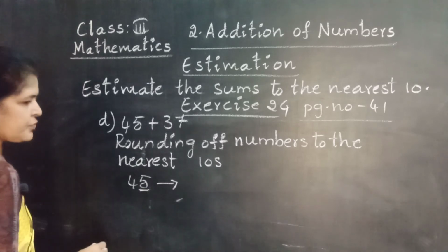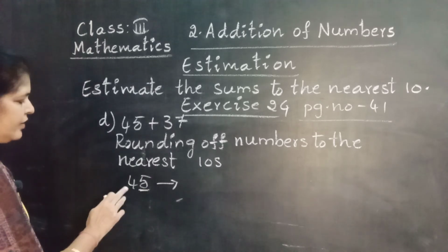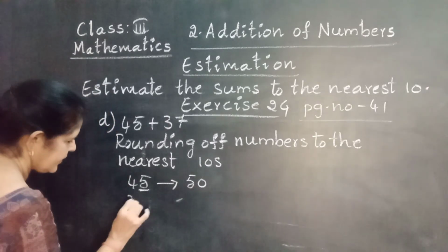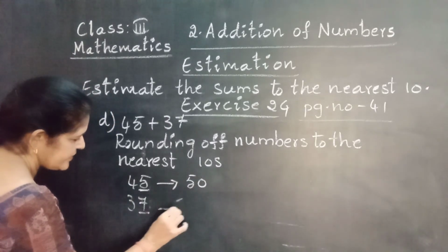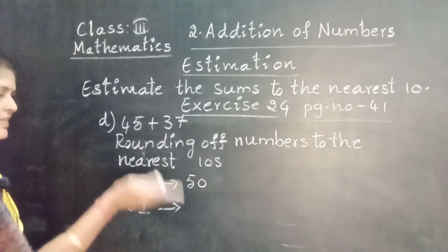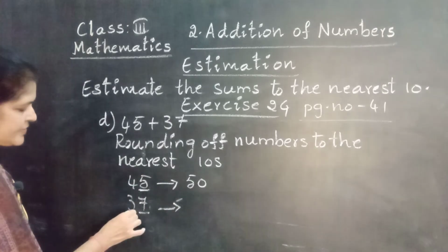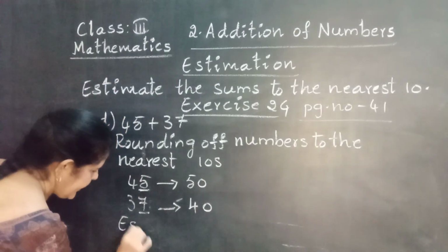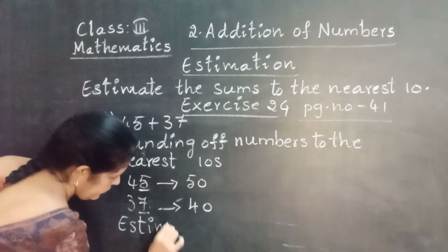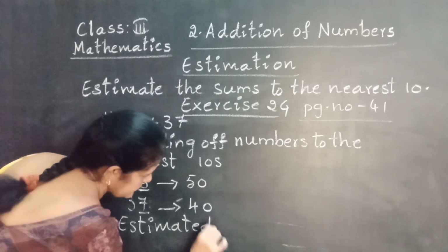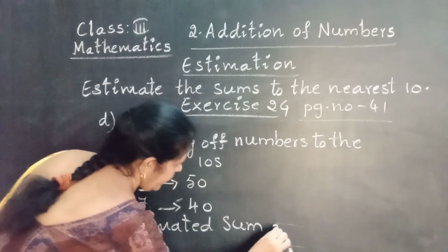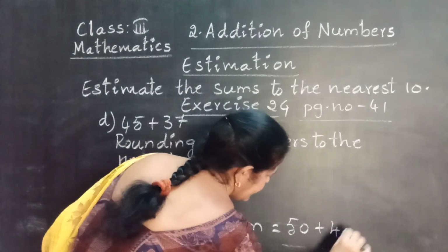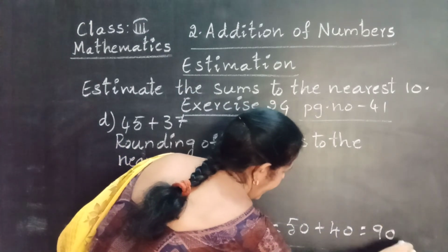5 is in the ones place. 5 equal to 5. Then 4 becomes 5. Put 0. Next, 37. 7 is in the ones place. 7 is greater than 5. That means 3 becomes 4 and put 0. Estimated sum equal to 50 plus 40. 50 plus 40 equal to 90.